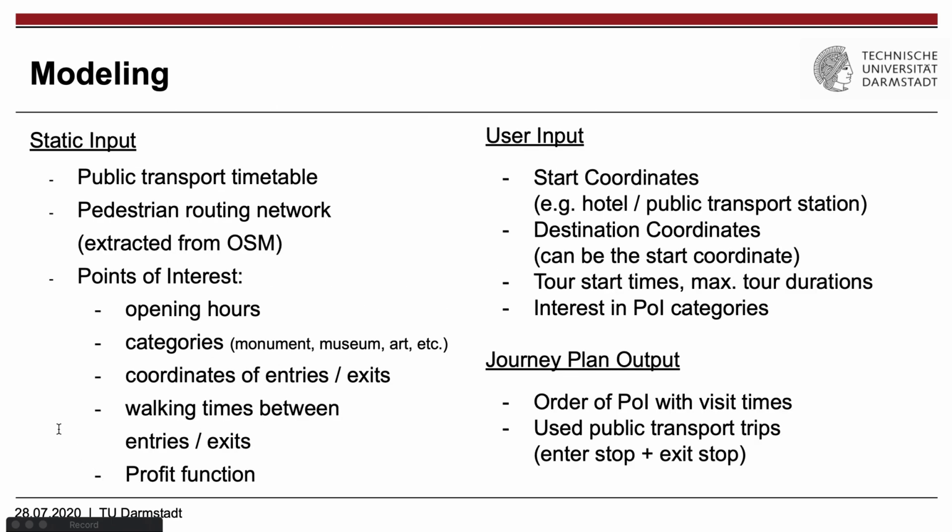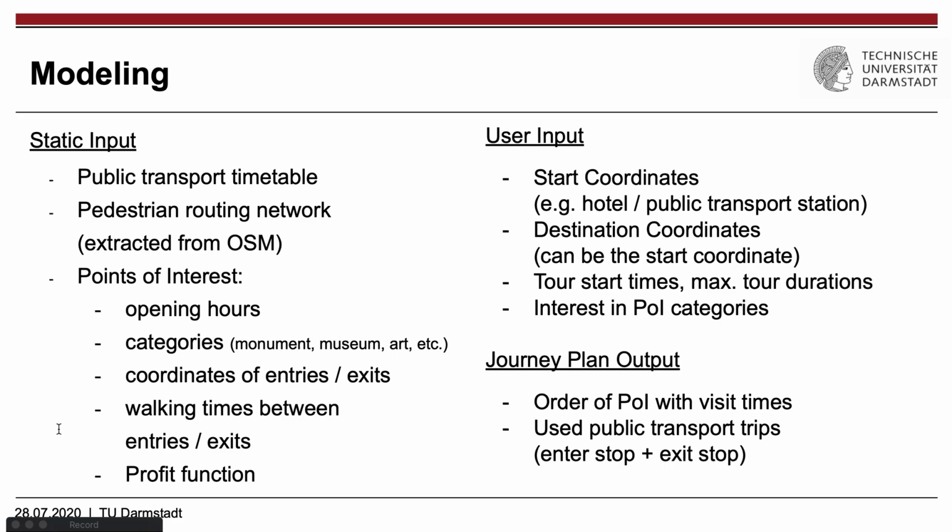When modeling this problem, we consider static inputs, the user input, and we produce an output. So as static input, we have the public transport timetable. We need to know about the pedestrian routing network, which we extract from OpenStreetMap. And for each POI, we need to know the opening hours, the categories, the coordinates of entries and exits, as well as the walking times between entries and exits, and the profit function, which tells us how long to stay. So this is time dependent.